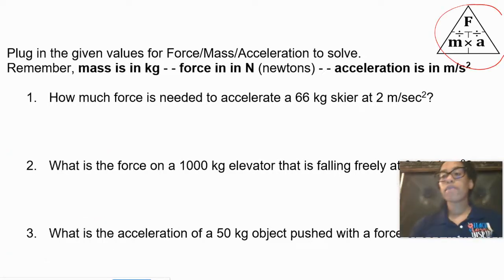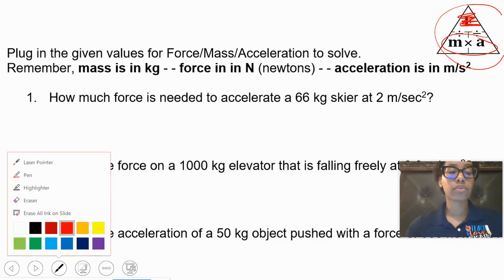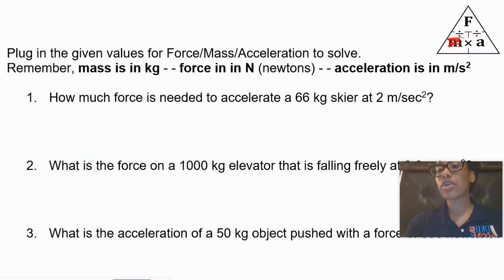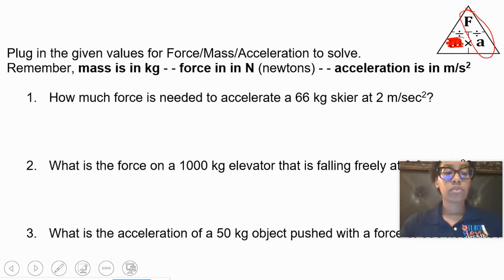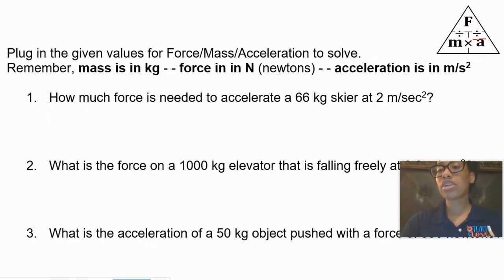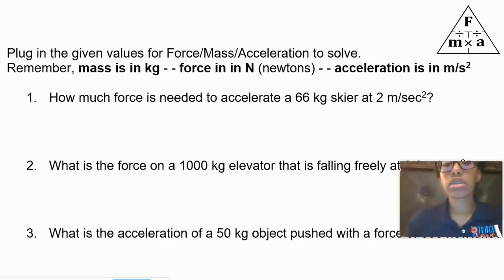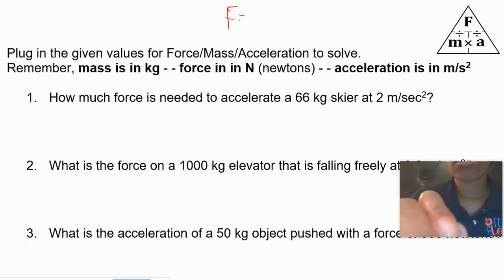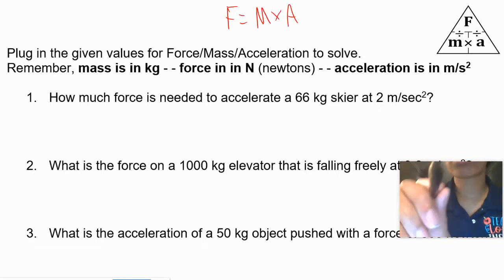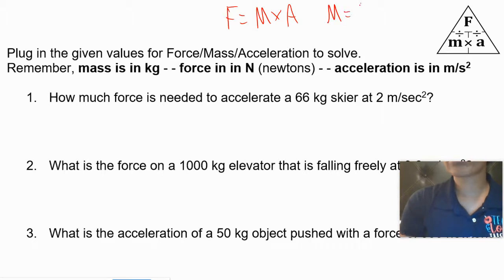And remember, if you want to solve for force, then you cover up the F and then you do M times acceleration. If you want to solve for mass, then you can cover up mass with your finger, of course, and then you divide F over A. And then if you want to solve for acceleration, you cover up A and then you do F over M. So I'll write those out and you can write those on your paper. So force equals M times A. M is equal to F over A. Okay. And then A is equal to F over M.